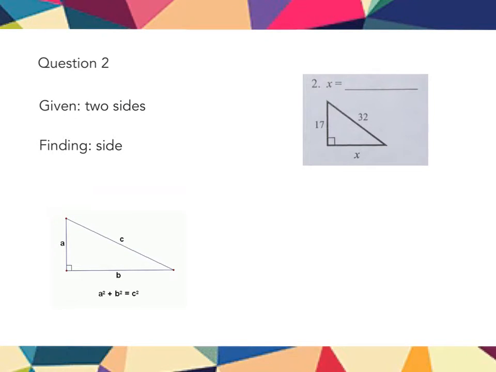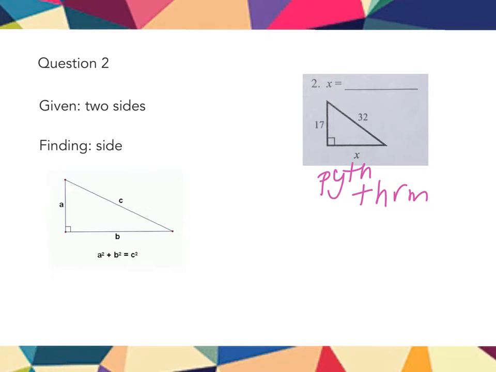So the first thing I might do if I were you on question 2, I might write Pythagorean theorem or some abbreviation. You could also probably just write PT. Okay, let's review because there's essentially two types of Pythagorean theorem problems. One is when you are finding the hypotenuse. So in this picture, if you knew what A and B were, we would square A, square B, add them together, and that would give us C squared.